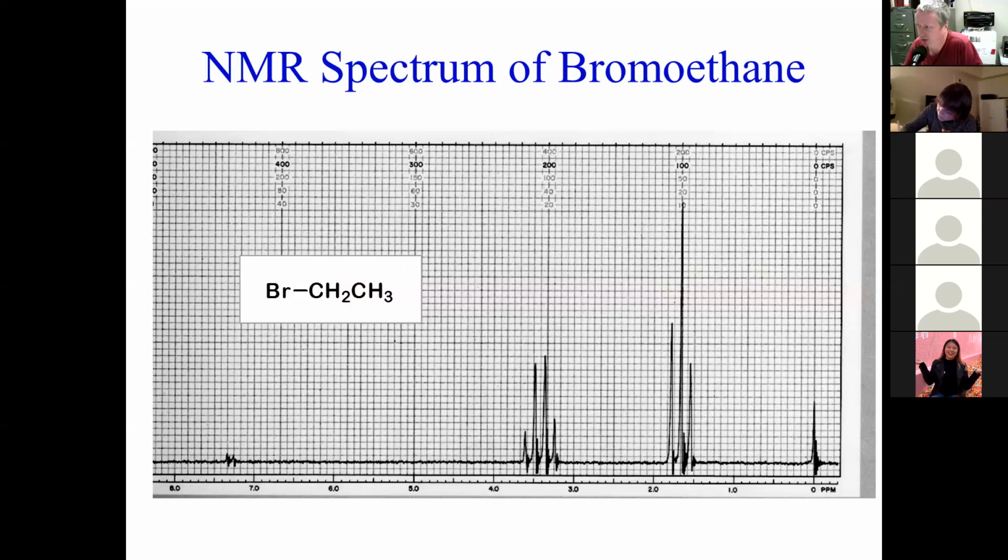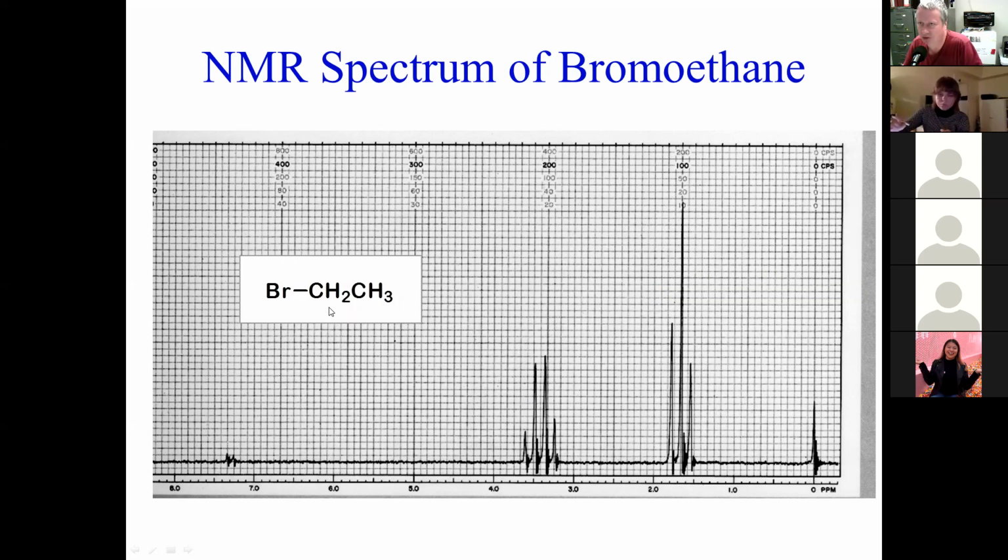Bromoethane, really boring. We talked about ethyl, right? There's your quartet, there's your triplet. Who is the downfield one? Around 3 is probably the one next to the bromine, right?